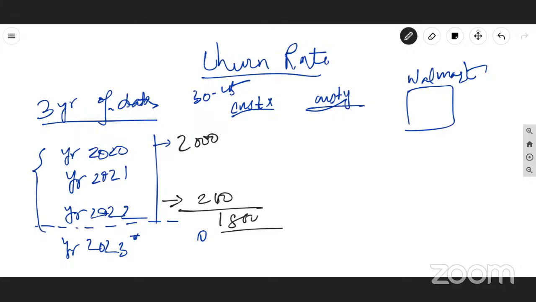No, 2000 is the starting number of customers present in the year 2020. In 2022, we have lost 200 customers. It means that in all these 3 years, the total number of customers we lost is 200, and we are left with 1800 customers. This is the lost customer count, right? This 200 combines all these 3 years.